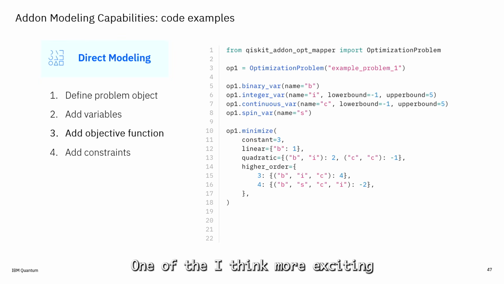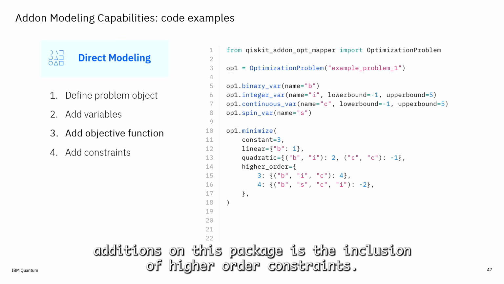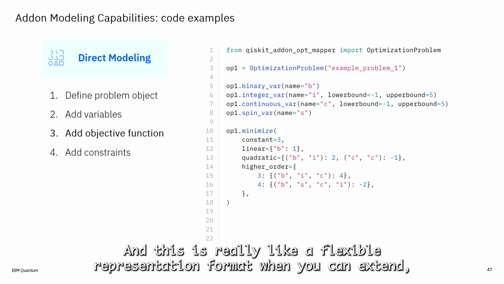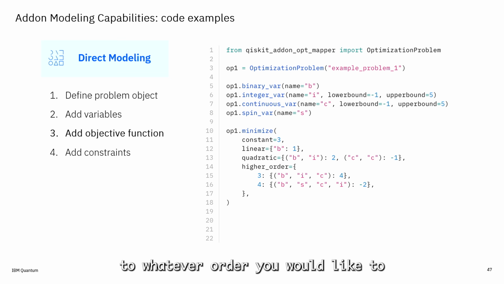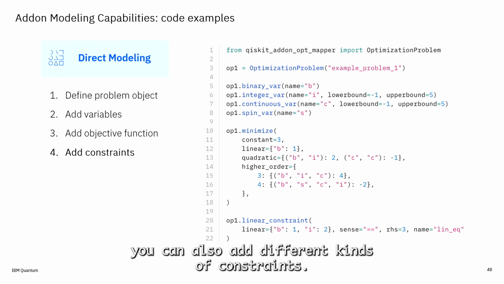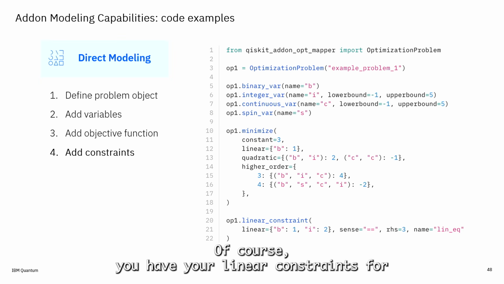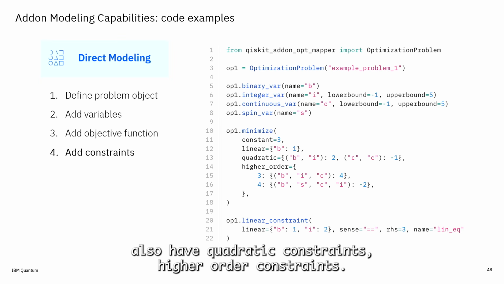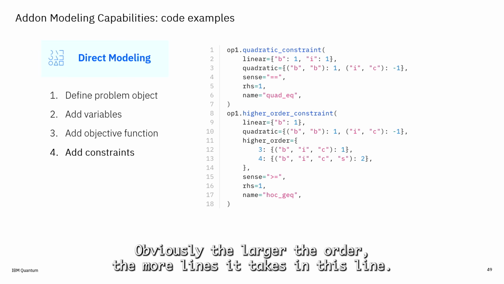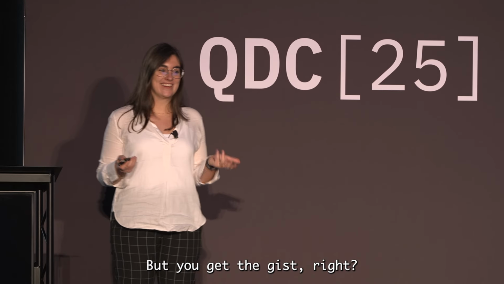One of the, I think, more exciting additions on this package is the inclusion of higher order constraints. You can see over here that we have both 3rd and 4th order constraints, and this is really a flexible representation format where you can extend to whatever order you would like to, if you consider that to be relevant. Once you have your objective function, in this case a minimization function, you can also add different kinds of constraints. Of course, you have your linear constraints for the linear terms, but you also have quadratic constraints, higher order constraints. Obviously, the larger the order, the more lines it takes in the slide. But you get the gist, right?